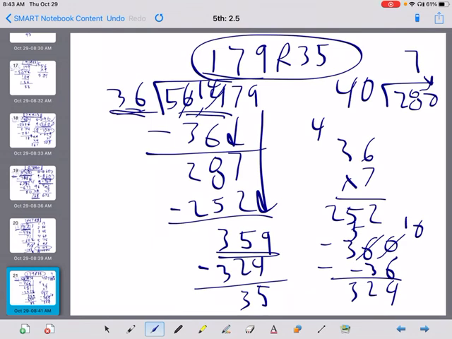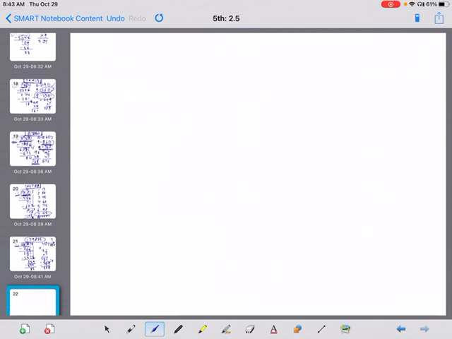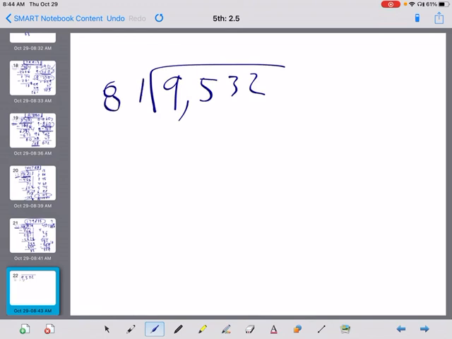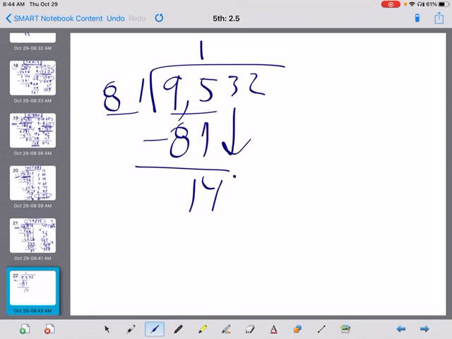All right, we're just going to do one more here. I'm going to set you guys off on your assignment. So let's do number 28. 9,532 divided by 81. Does 81 go into 95? Yep, one time. 1 times 81 is 81. We get 14. Drop down the 3.